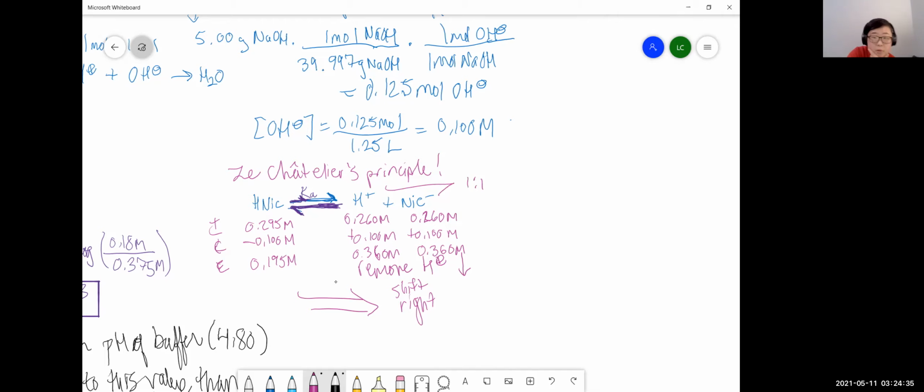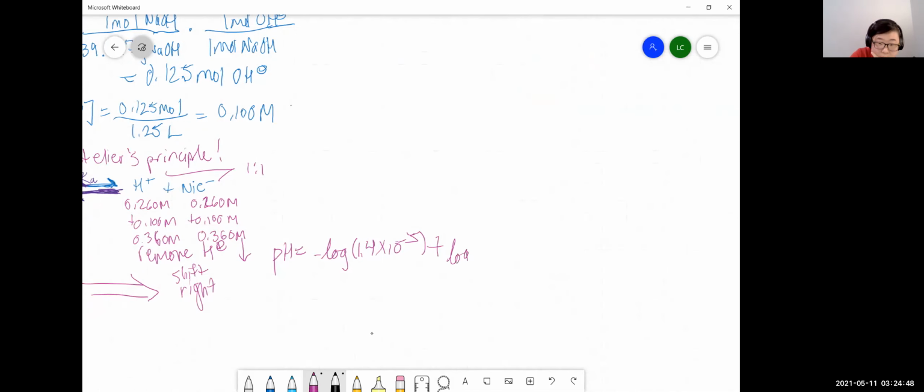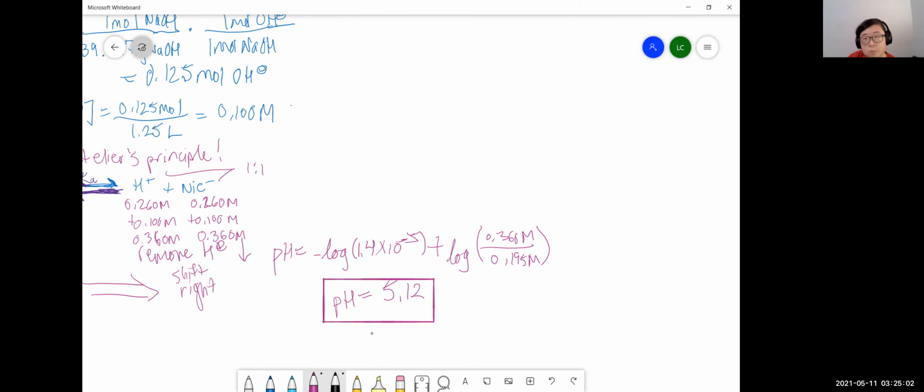So you're just going to use Henderson-Hasselbalch, once again, rinse and repeat: negative log of 1.4 times 10 to the negative fifth, plus log of 0.360 molar over 0.195 molar. I'm sorry if my handwriting is so far off. And so you get the pH to be 5.12. And so that's expected once again because it's slightly above 4.8.